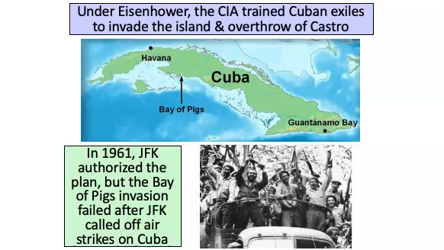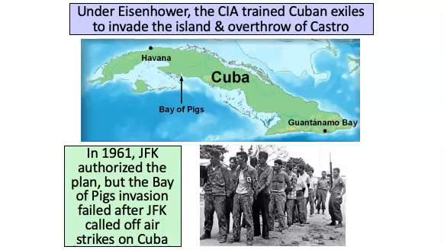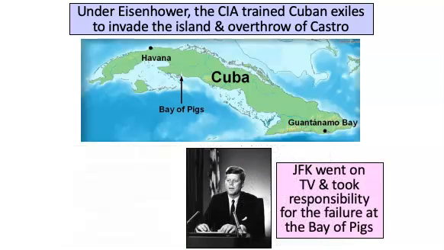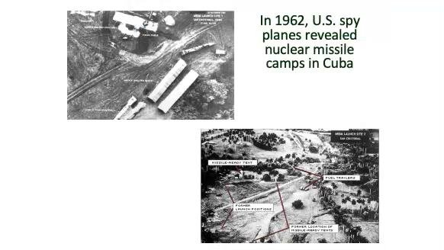As a result of this, the U.S. reputation was severely tarnished, and JFK even had to go on TV and take responsibility for the Bay of Pigs invasion. This wasn't, though, the only repercussion of this failed invasion of Cuba. After the failure of the Bay of Pigs, the Soviet leader Khrushchev promised to defend Cuba from the United States.